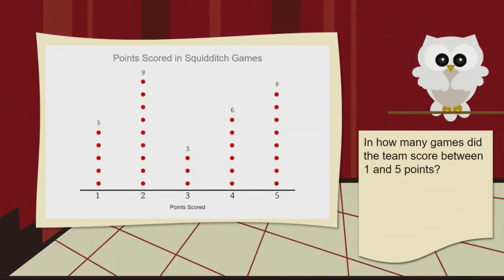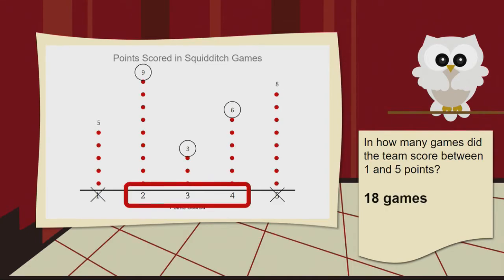In how many games did this team score between 1 and 5? Between them. So does that include 1 and 5? Well, I would argue no, it does not include 1 and 5, unless the question said between 1 and 5, including 1 and 5, or however they want to phrase it. If it wants just the ones that are between them, then we're just looking at 2, 3, and 4, and we can add the 9, the 3, and the 6 together and get 18 games.